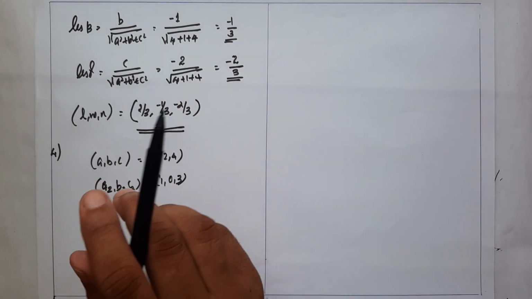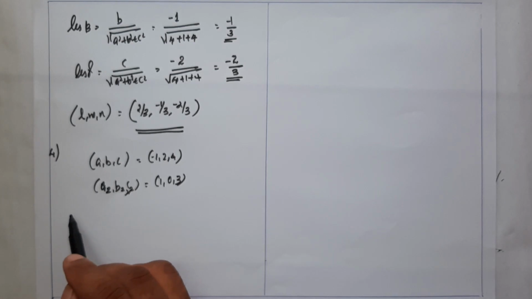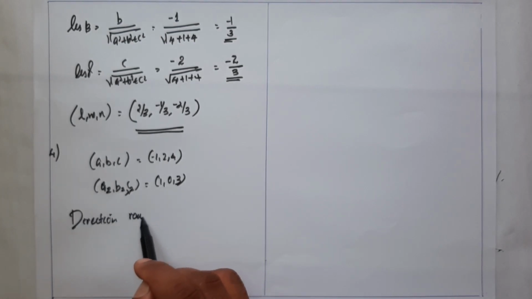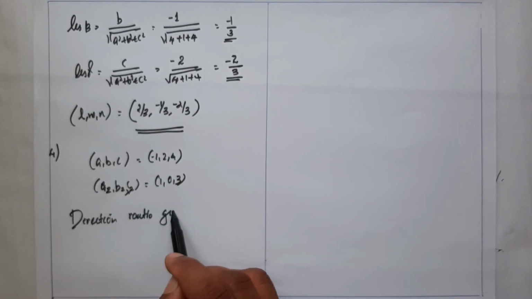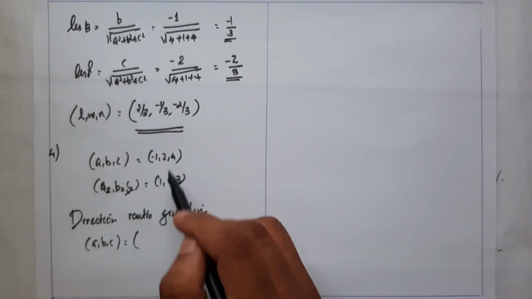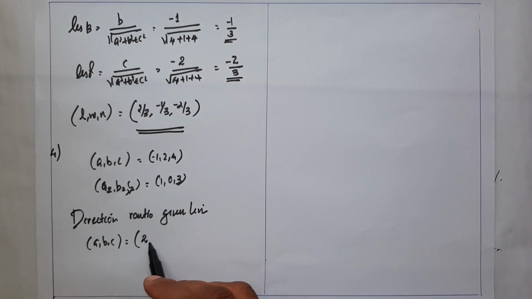A line passing through two fixed points. First of all, we find the direction ratio of that line. The direction ratio of the given line is represented by a, b, c, which equals a2 minus a1, b2 minus b1, c2 minus c1. It is 1 minus minus 1, that is 2; 0 minus 2 is minus 2; 3 minus 4 is minus 1.